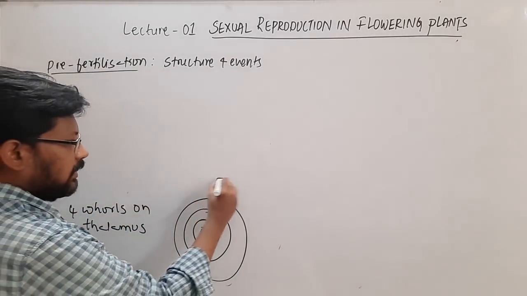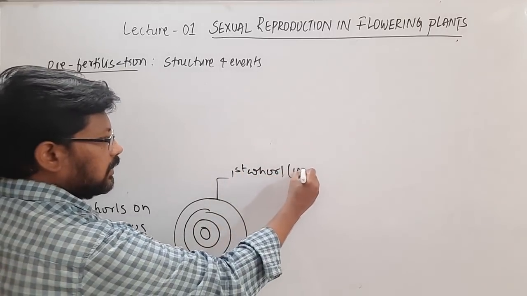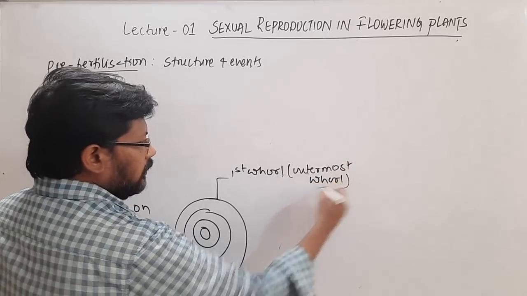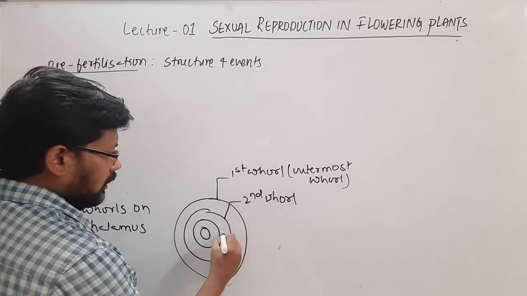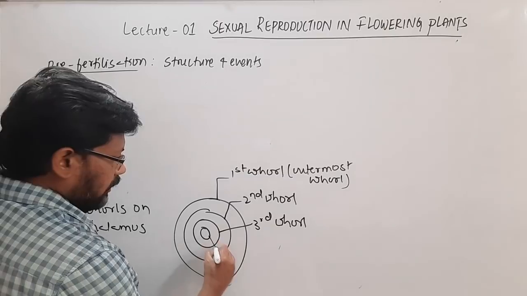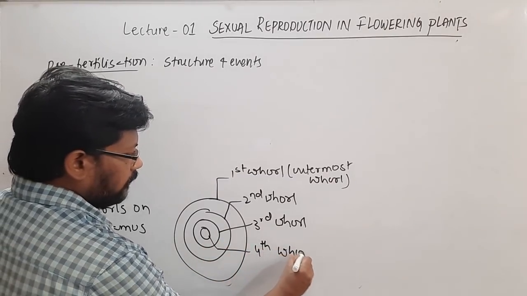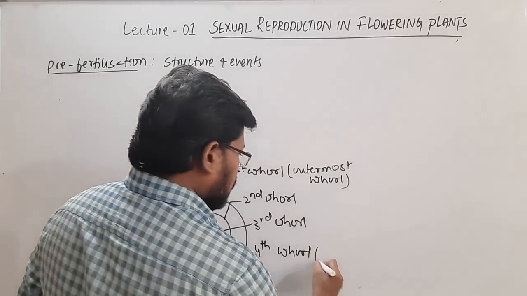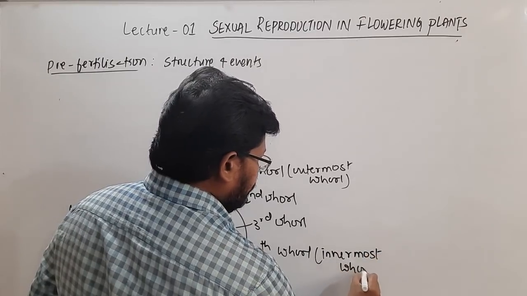So we see this is the first whorl, right? That is the outermost whorl. And below that is the second whorl, and this is the third whorl, and this is the innermost whorl, which is the fourth whorl. Now the fourth whorl, of course, I'll just mention here, is the innermost whorl.